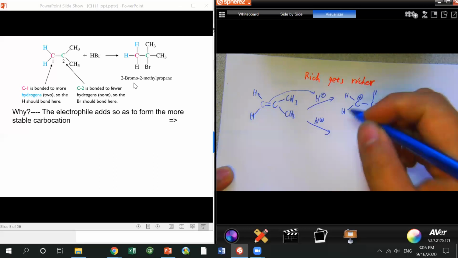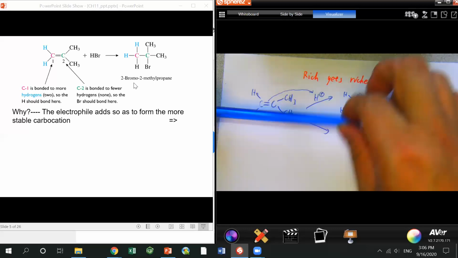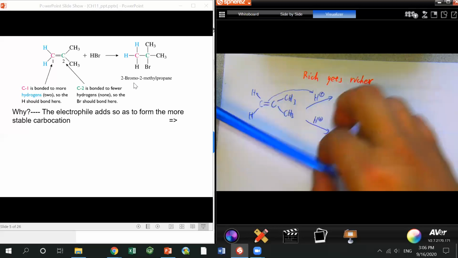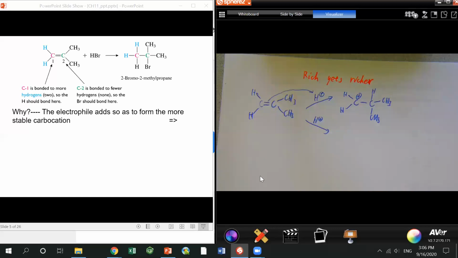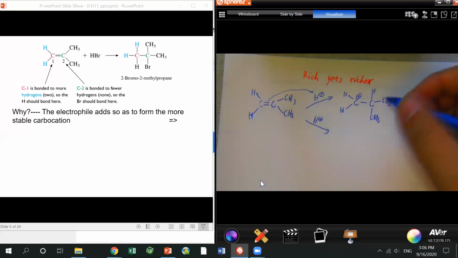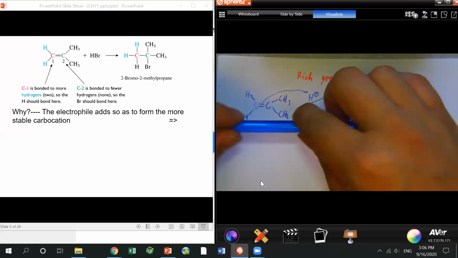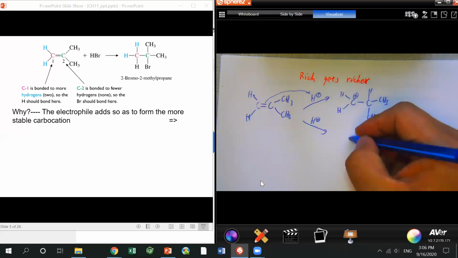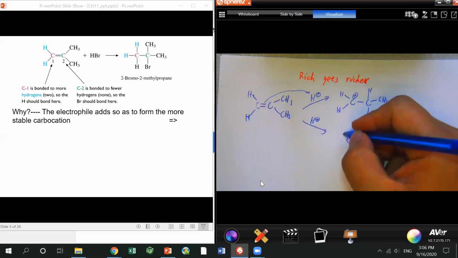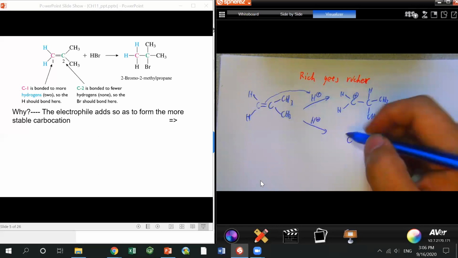Another way is you open your C double bond like this. Rich get richer also means hydrogen goes to the more substituted carbon. Rich get richer means the more hydrogens you have, the more hydrogens you get. So open this way, and then the terminal carbon picks up the hydrogen.